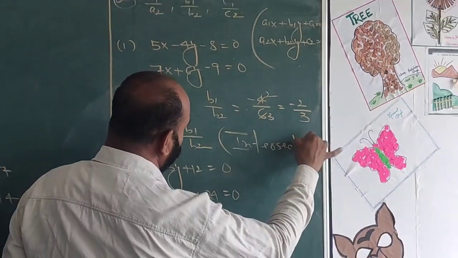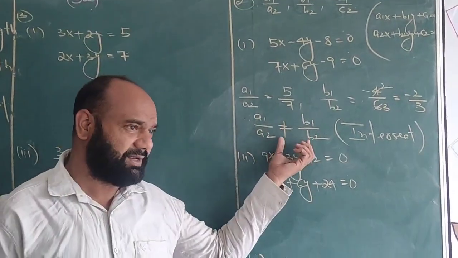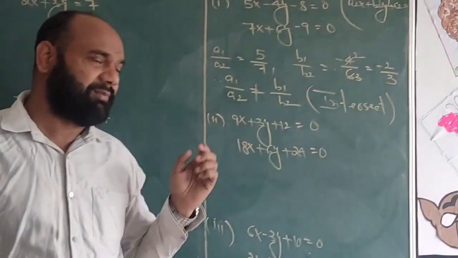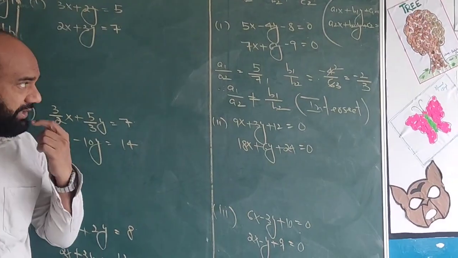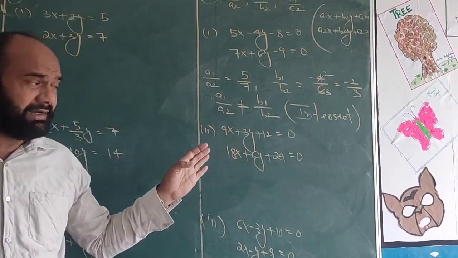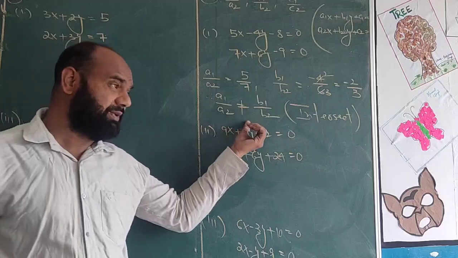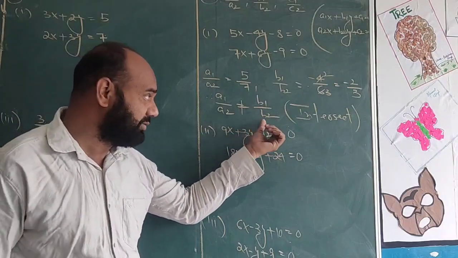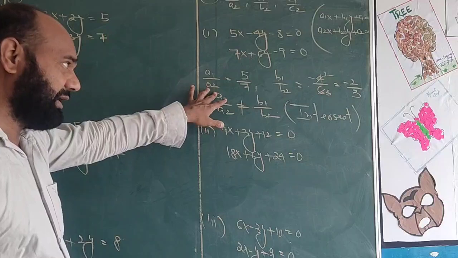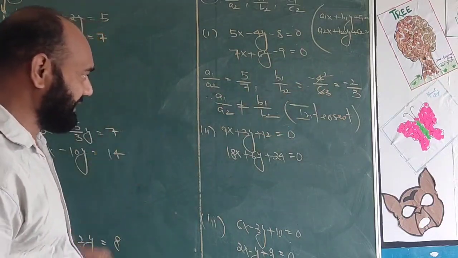Therefore, the lines intersect because we know when A1 upon A2 is not equal to B1 upon B2, the lines intersect. When A1 upon A2 equals B1 upon B2 but is not equal to C1 upon C2, then the lines are parallel. And when A1 upon A2 equals B1 upon B2 equals C1 upon C2, then the lines coincide. So here A1 upon A2 is not equal to B1 upon B2, so the lines intersect.